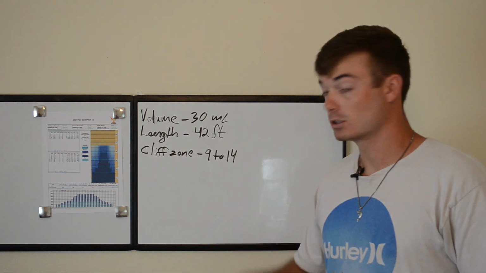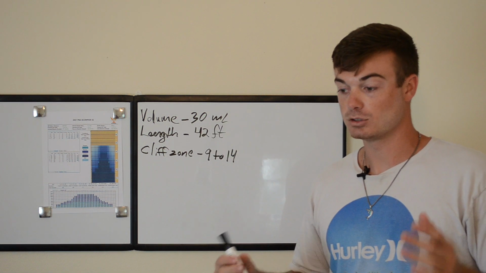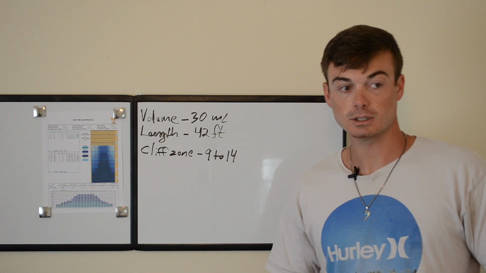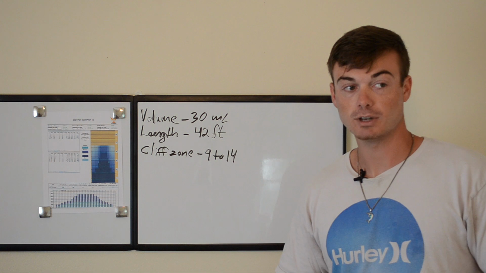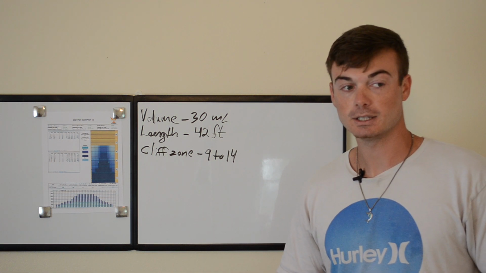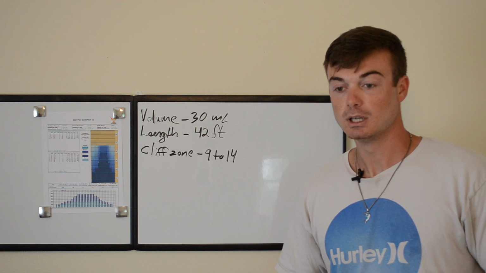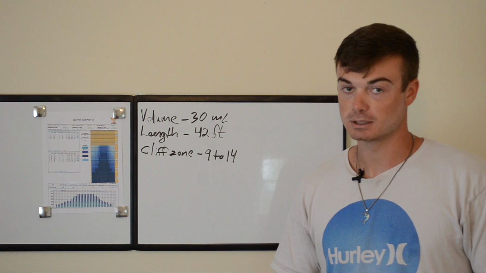So the volume is the total amount of oil in the pattern. It's 30 milliliters of oil. Generally, that's considered a lot of oil. Anything over 25 is on the heavy side. Anything from 20 to 25 is medium to light, and anything lower than 20 is seriously light.